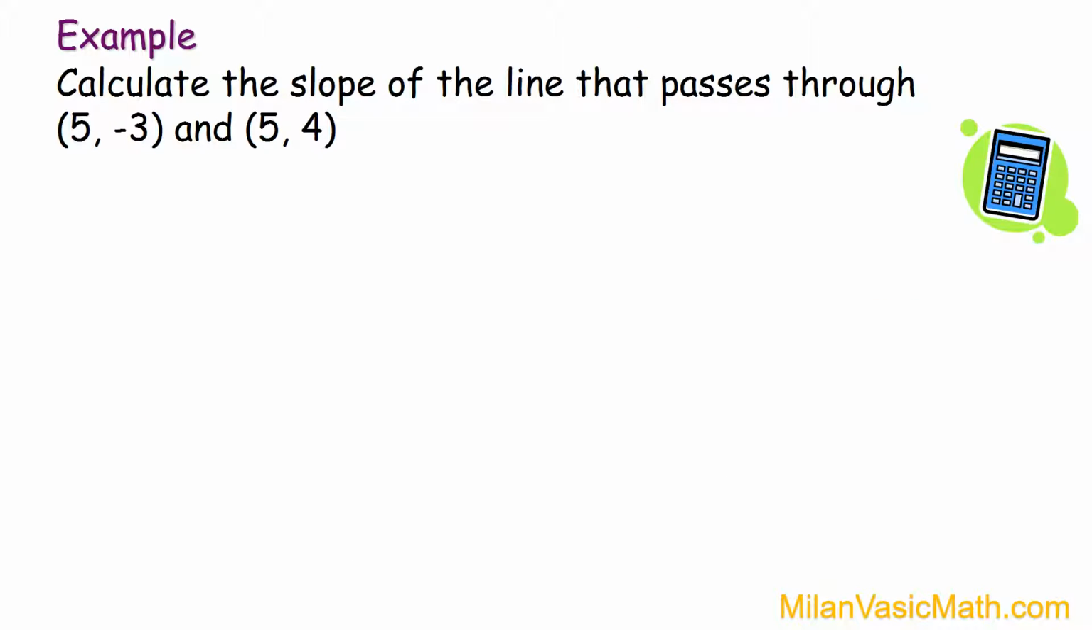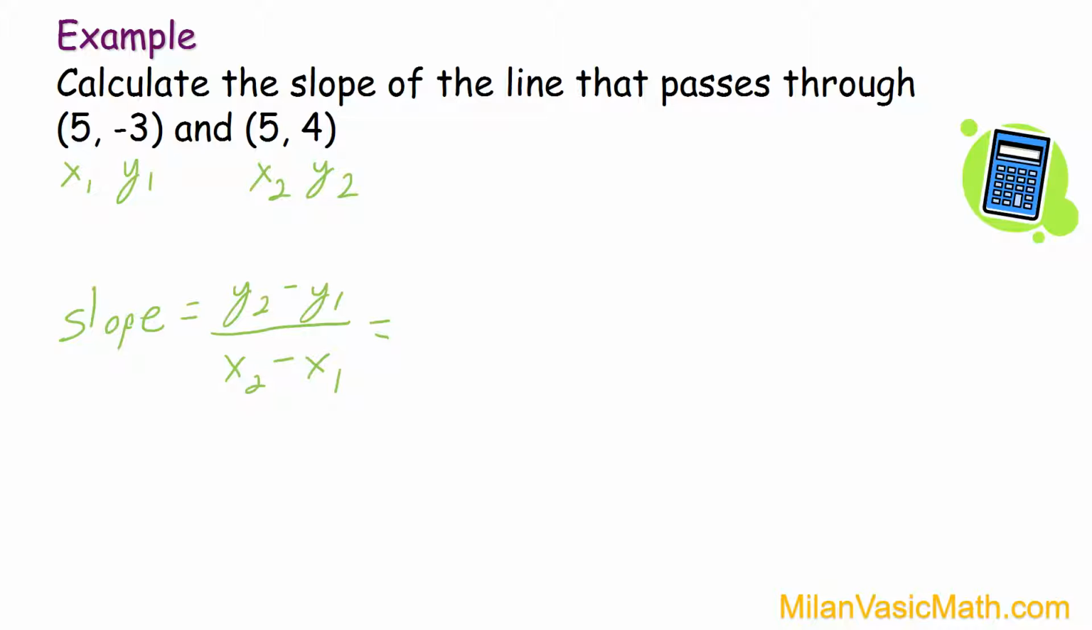Next, calculate the slope of the line that passes through 5, -3 and 5, 4. Okay, we've been labeling, let's not change that. x1, y1, x2, y2. Okay, now good time to practice writing the slope formula. So slope is y2 minus y1 divided by x2 minus x1, and we can substitute.